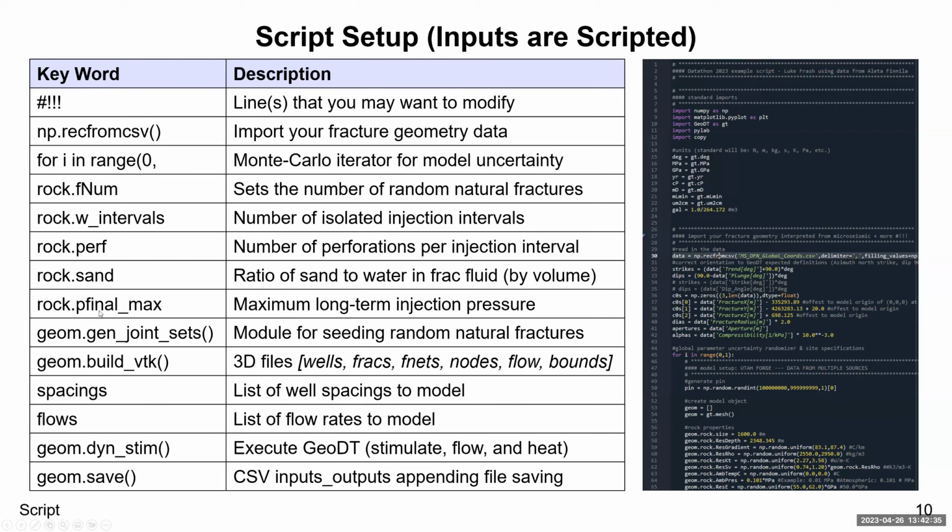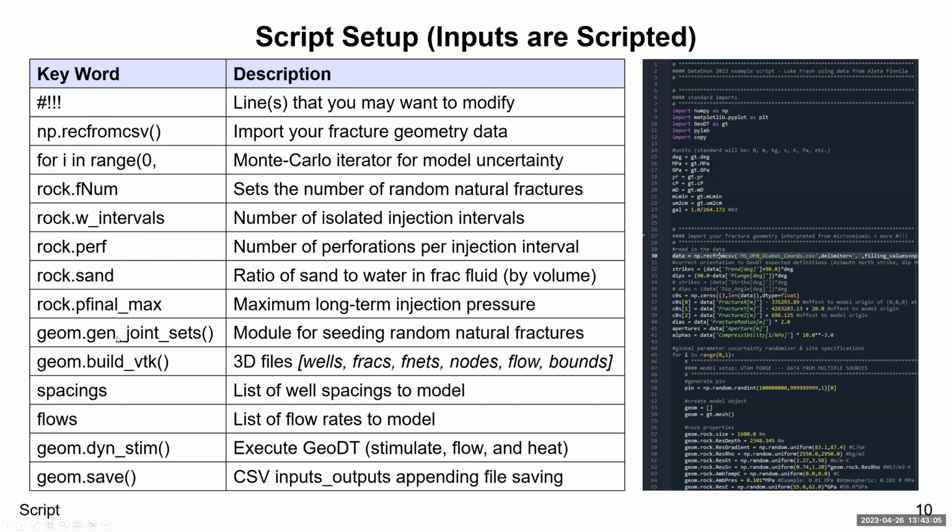Another parameter that is in here is P final underscore max. That parameter is actually going to control what the maximum permissible injection pressure is for long-term injection. So generally, standard practice would require that these long-term injection pressures are lower than the minimum principal stress. But this is a modeling space that we're talking about. So if you want to remove that restriction, you can.